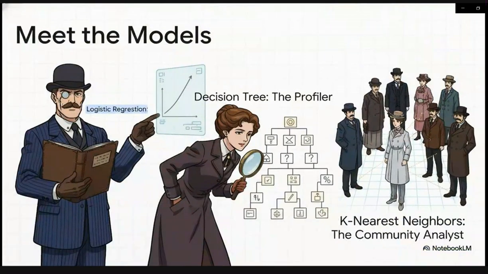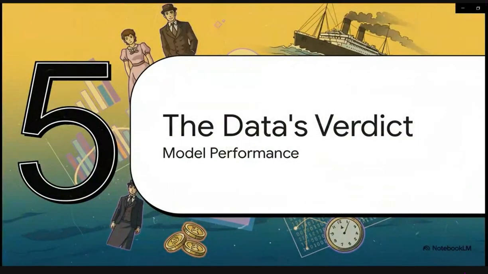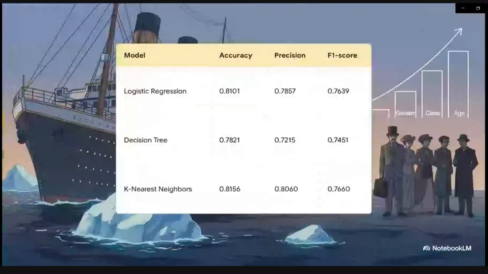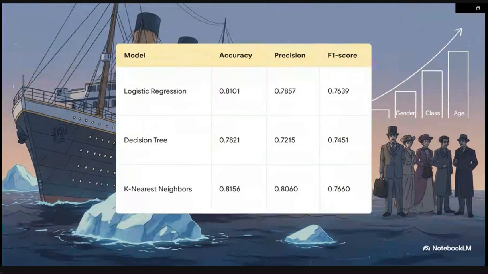Our performance comparison showed KNN achieving an accuracy of 0.8156 with precision of 0.8060, closely followed by logistic regression at 0.8101 accuracy, while decision tree reached 0.7821 accuracy. A representative confusion matrix for the best KNN model included 92 true negatives, 54 true positives, 20 false positives, and 30 false negatives, illustrating a balanced trade-off with strong overall correctness and solid precision.